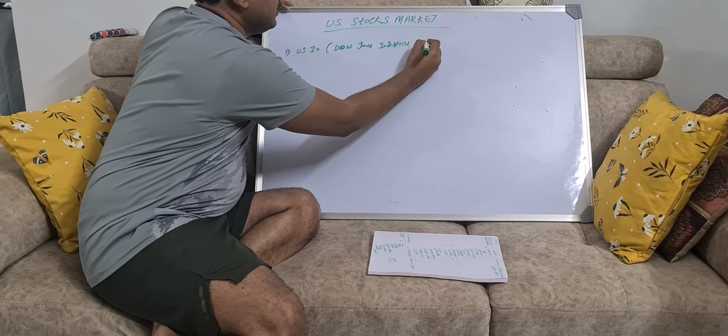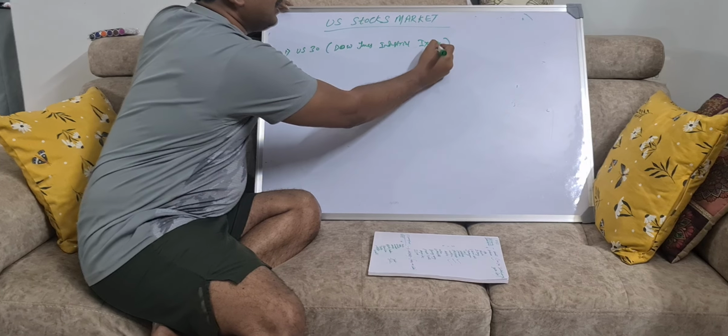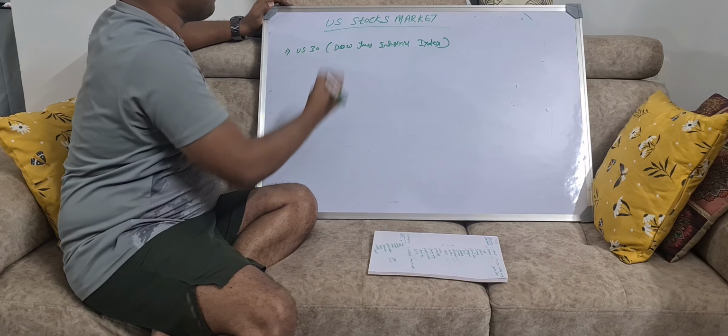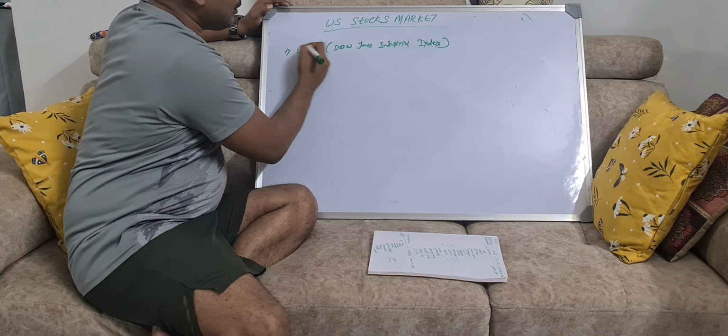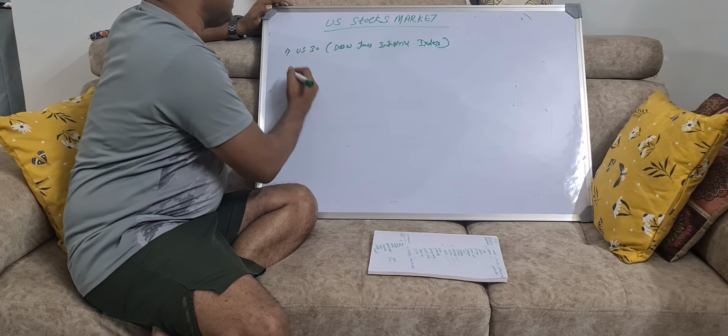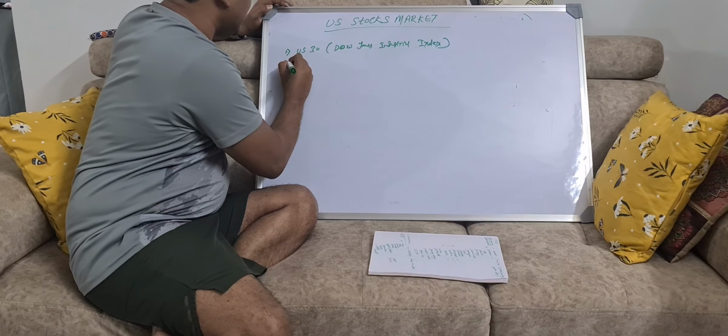Index. When we hear about the news, right? Dow increases by 300 points, it means the 30 listed stocks of the US market went up by this percentage. That is called the Dow Jones Industrial Index.